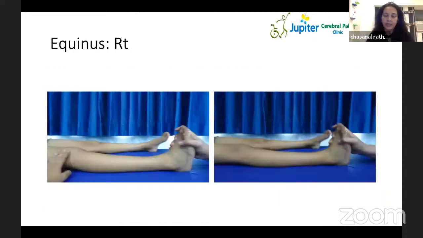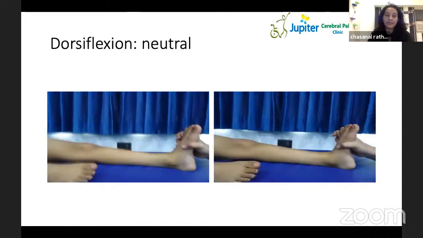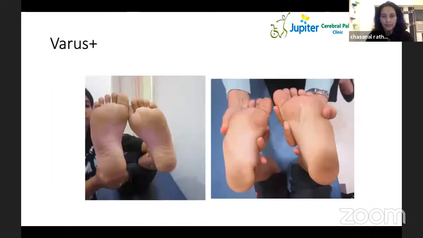There is a mild equinus here, which is around 10 degrees or so. We look at how this equinus is affecting the gait pattern. So we are just looking at the findings. Let's get the findings and then correlate them with the gait, and see how we need to go about them.